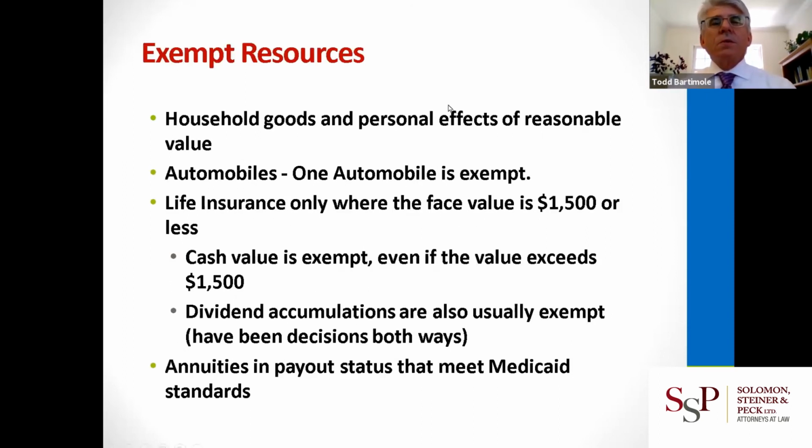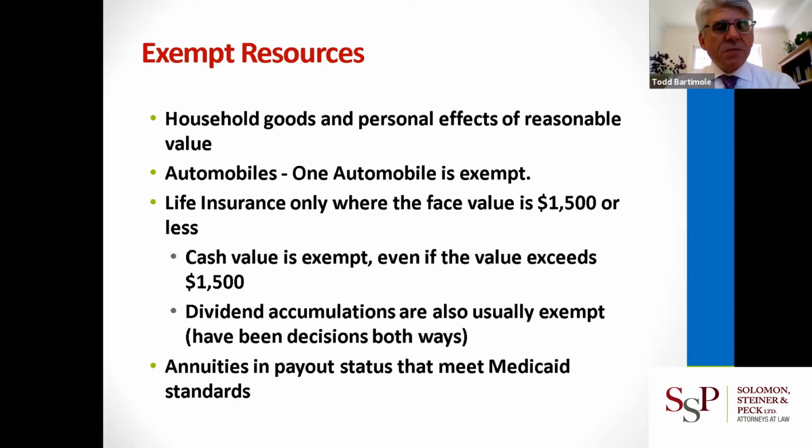So, what are exempt resources? Exempt resources include household goods and personal effects of reasonable value. I like to tell my clients that Medicaid's not going to come and look around your house to see if you have gold bars under your couch or anything like that. However, if you're getting ready to apply for Medicaid and you go out and buy a $40,000 ring, that's probably not going to be considered a household or personal effect of reasonable value. So you have to be careful about what you're doing, but generally the stuff in your house, they're not going to count.